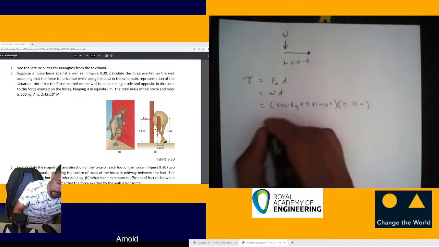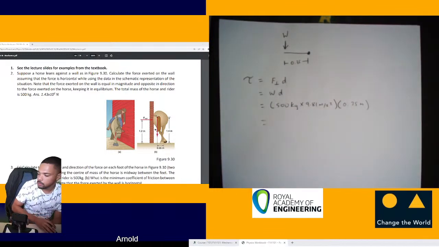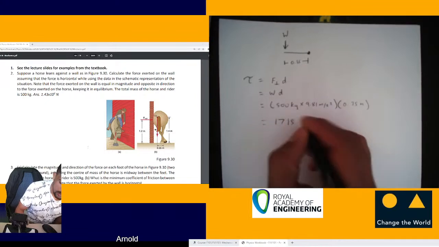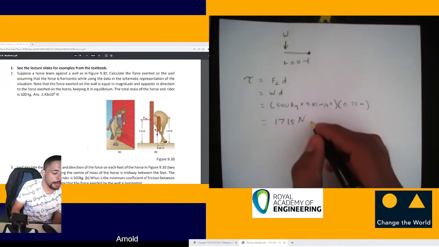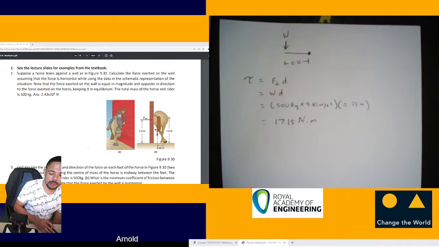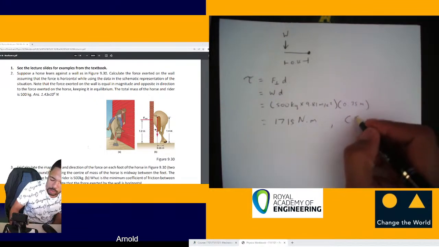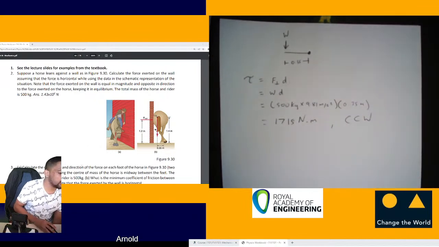So let me just get this quickly. I had it written down. Let's see. Yeah, it is 1715 newton meters. So that is the counterclockwise torque. There is a counterclockwise torque.